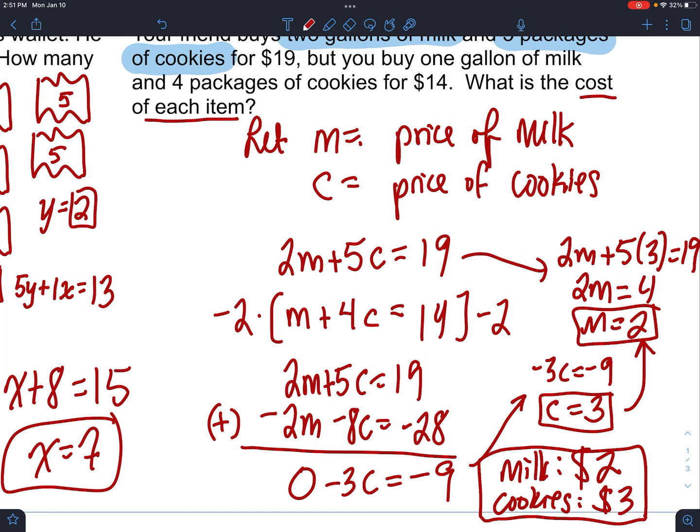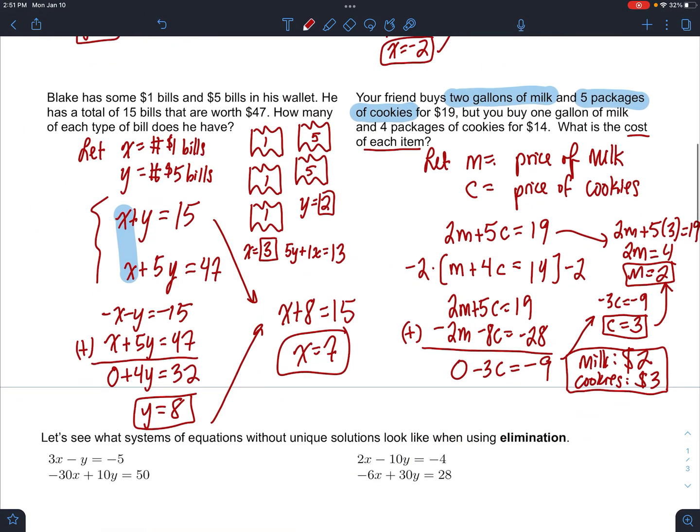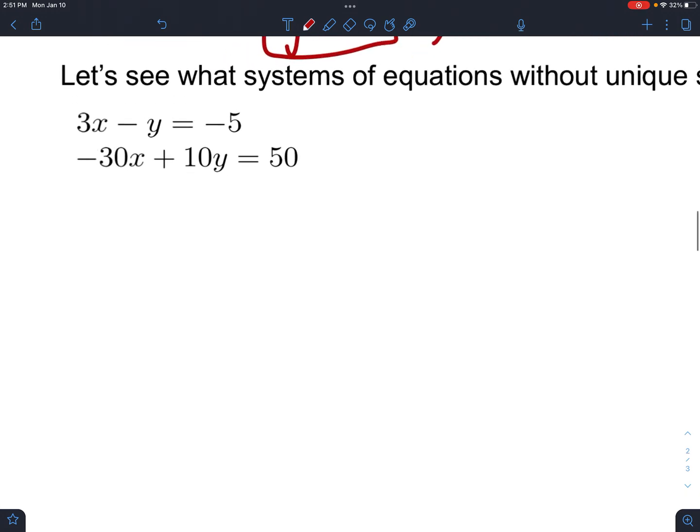So it must be a big package of cookies and probably less than a gallon of milk. $2 is pretty cheap for a gallon of milk. But yeah, it becomes an elimination problem. We could also use substitution if we wanted to. Should get the same thing.